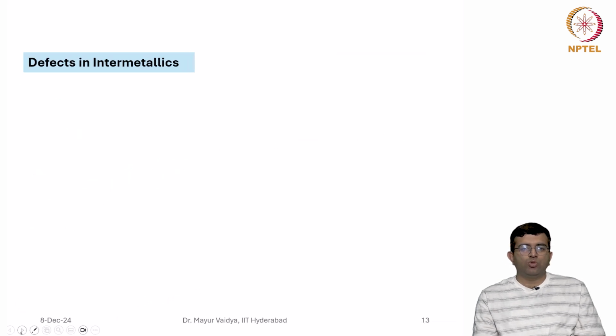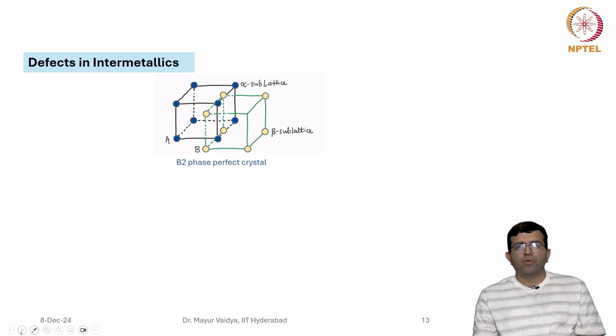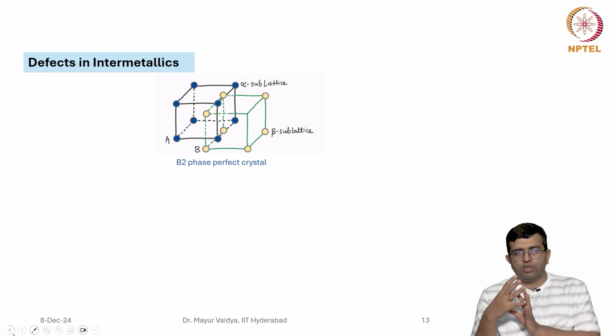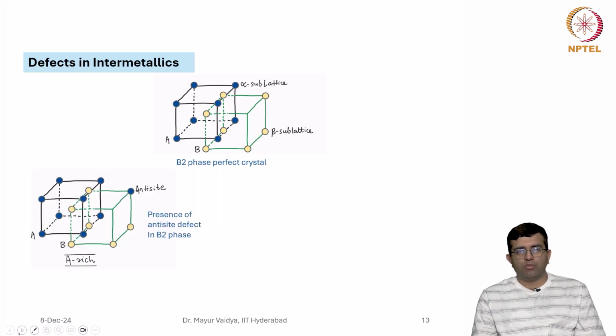So when it comes to defects in intermetallics, although there are vacancies which also exist here, because of maintaining the order, the defect configurations become more complex in the case of intermetallics. For example, one of the defects that is common in intermetallics is what is known as an anti-site defect.